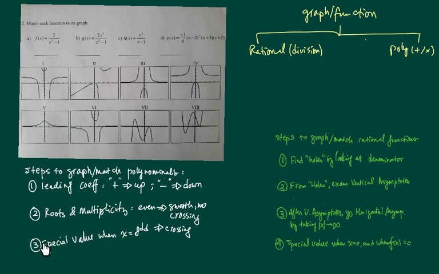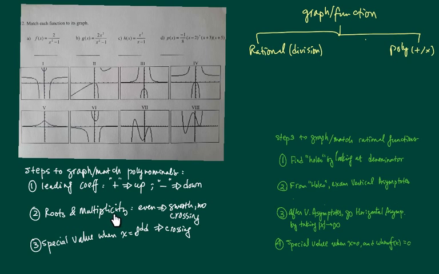The polynomial is actually easier to graph in that there are only 3 big things. You're going to take a look at the leading coefficient. If it's positive, the graph goes up. If it's negative, then the graph is going to face down. Obviously, ours is negative, so it's going to be facing down. It's not going to be this one.